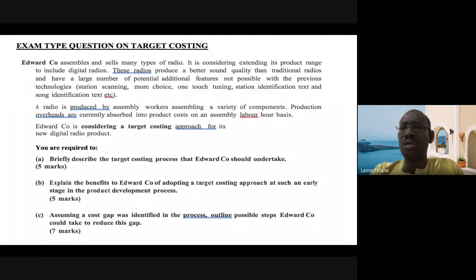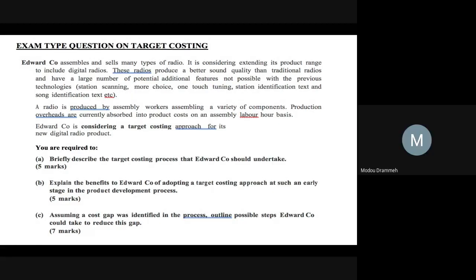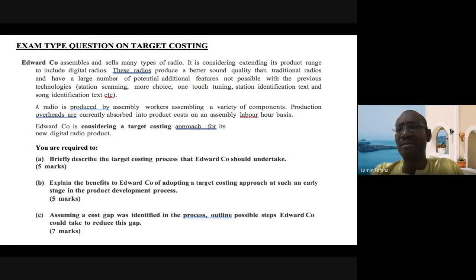Have you forgotten what we did on target costing? Steps in target costing. Exactly. You identify the profit margin. And how are you going to identify the profit margin? Let's say Edwards Company Limited deals in radio business. How are they going to identify their profit margin?